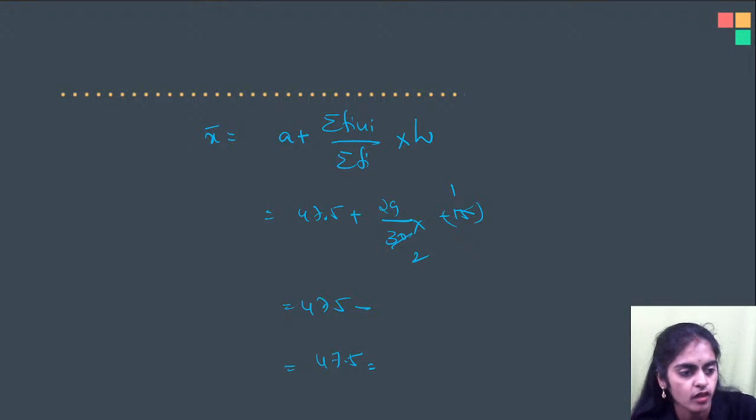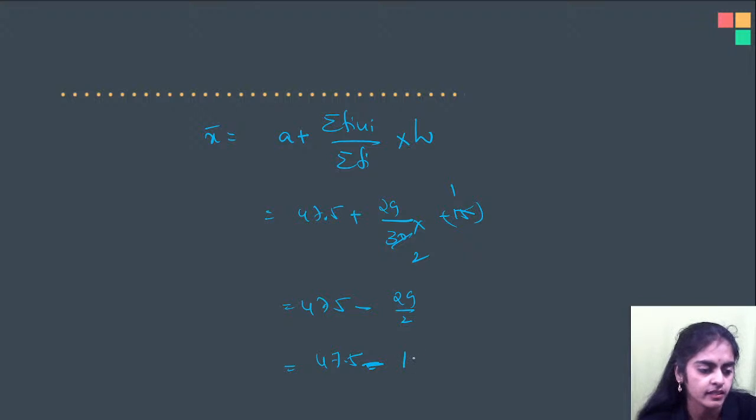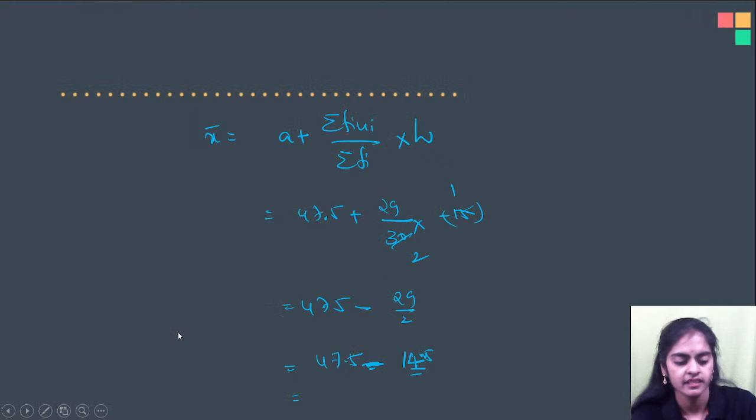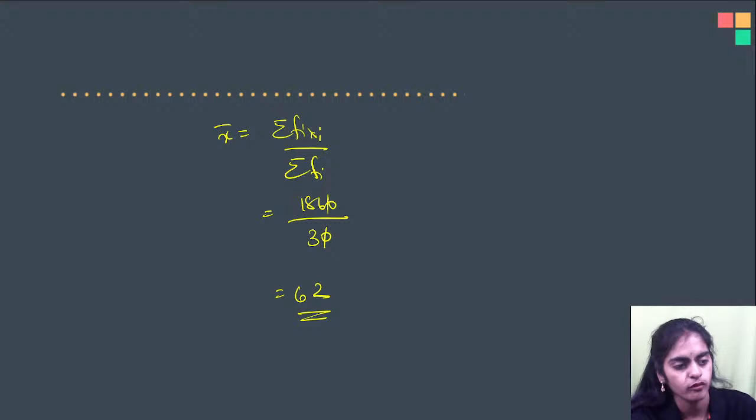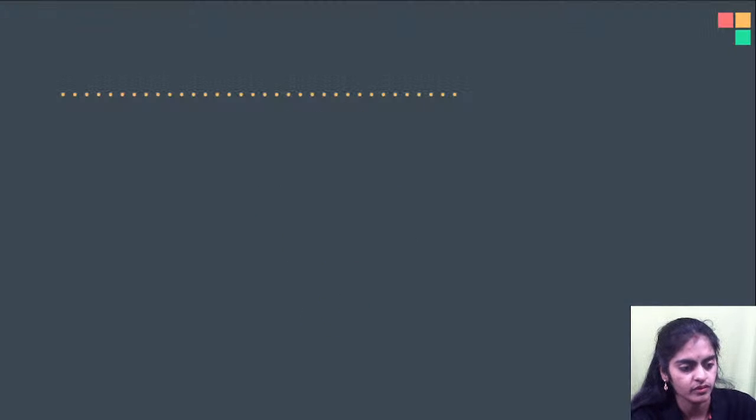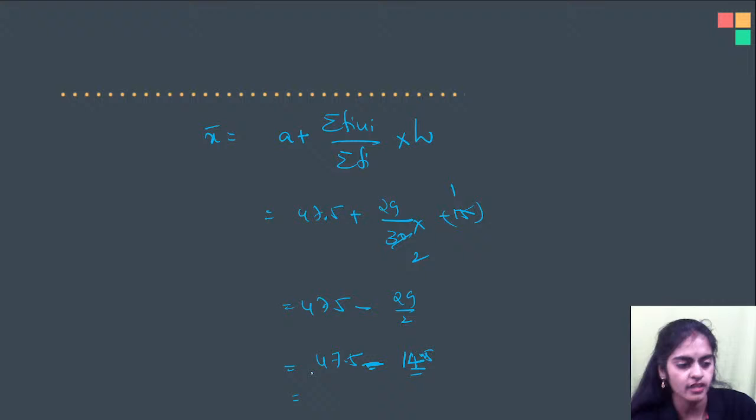Okay, so how much are we getting here? 29 by 2 means it will be 14.5. So 47.5 minus 14.5. Clear how the formula came? Yes. So here also if you see 47.5 plus 14.5, but here you got a 62. Here also 62. Step deviation also you have to get the same answer.